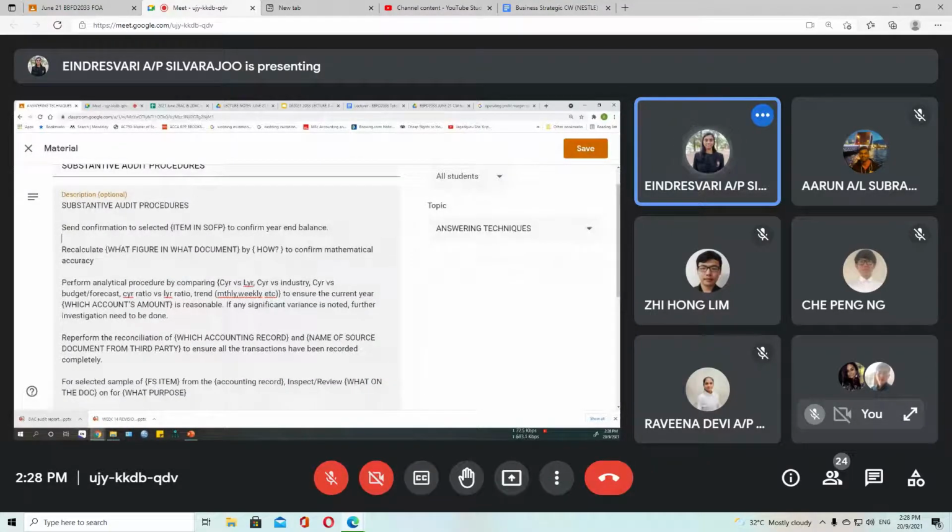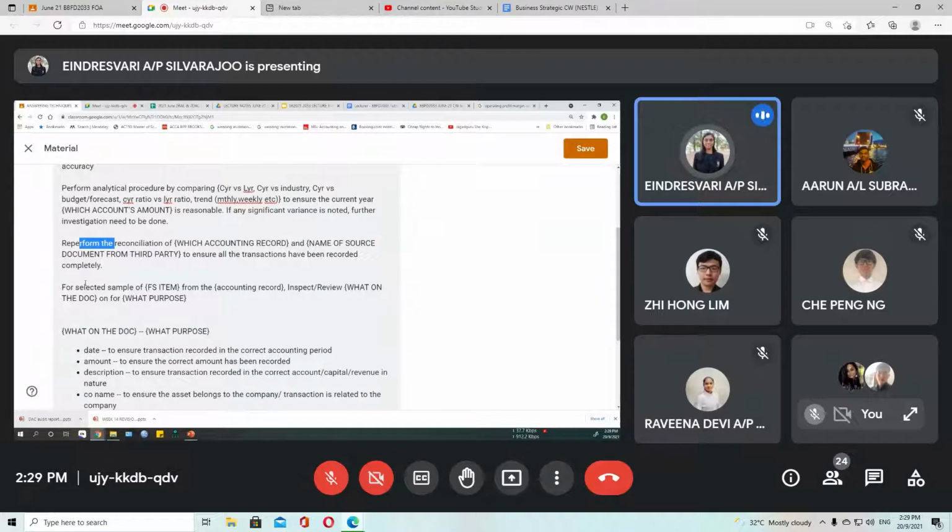Other than that, you can recalculate the subtotal of the sales to confirm mathematical accuracy. You can perform analytical procedure by comparing current year sales with the previous year sales to ensure current year sales account is reasonable. If any difference or variance noted, you need to perform further investigation. Pre-performance is not suitable here.